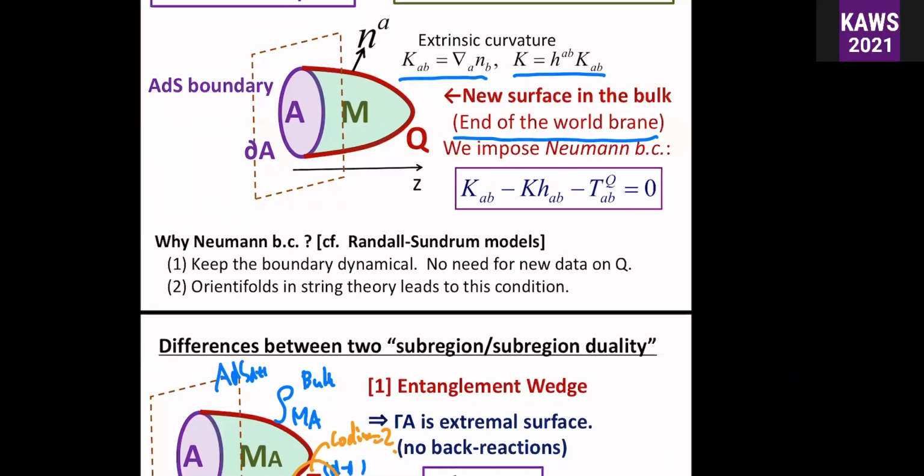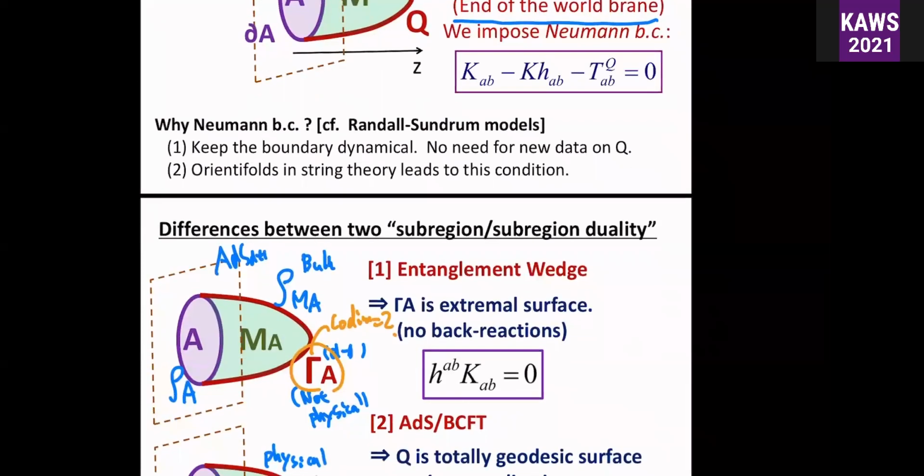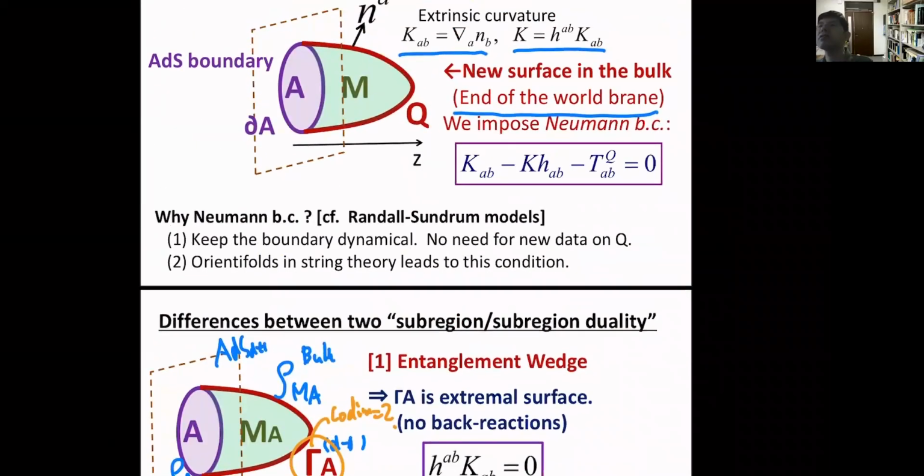Another question: is T^Q_{AB} the stress tensor on Q? Yeah, exactly, the stress tensor on Q. And it's supposed to include all quantum corrections? Yeah, but I'm working on the classical gravity dual, I mean at the classical level, to be honest, so far. But in principle, yes, we should include higher order corrections. Okay, thank you.